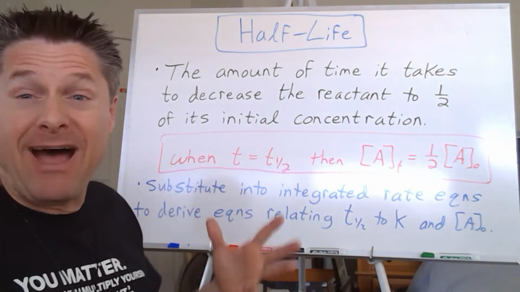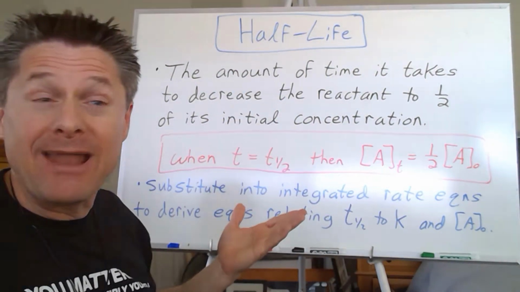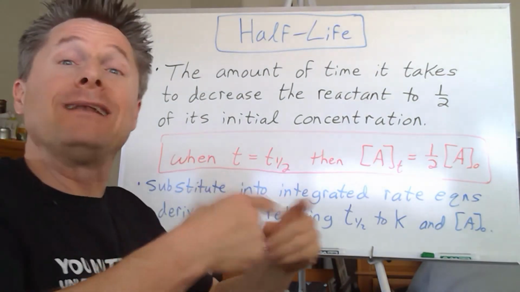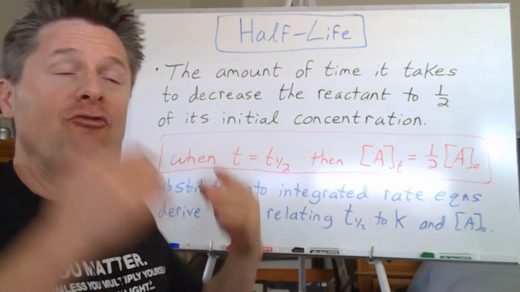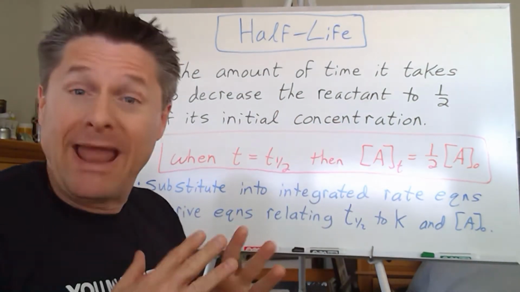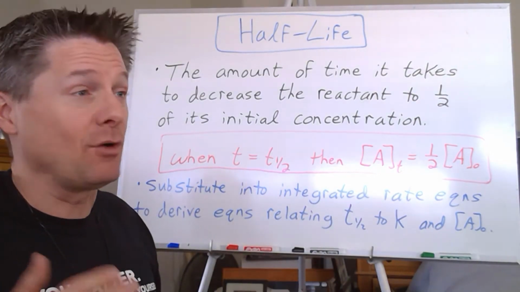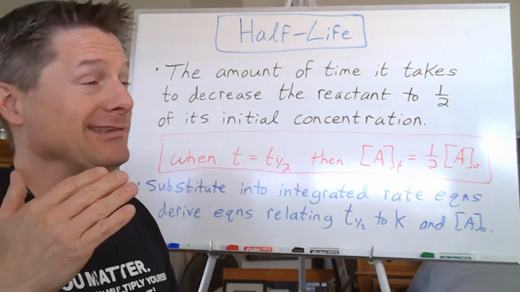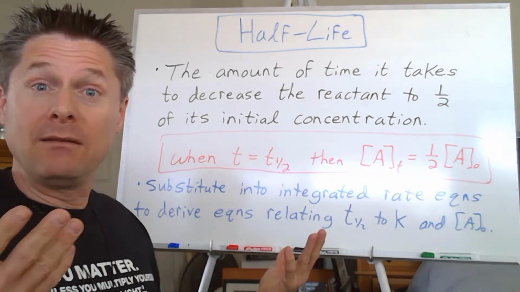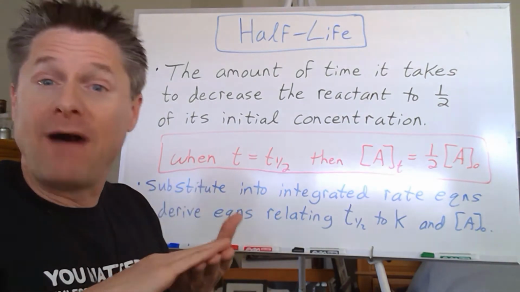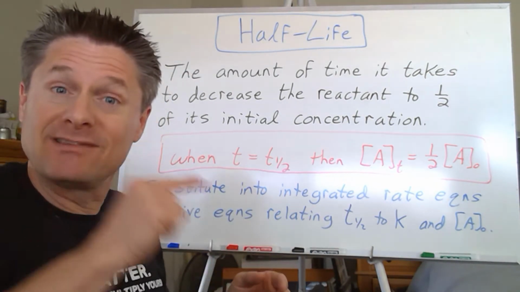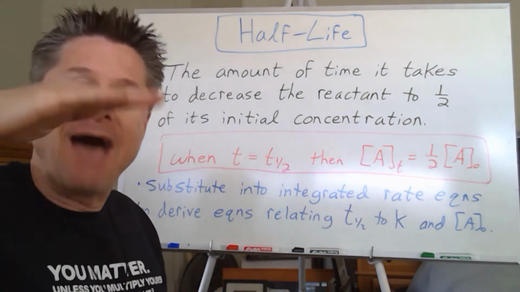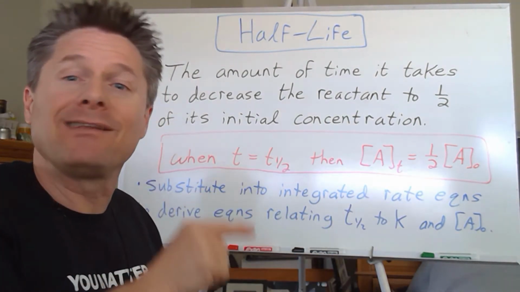Defined, it's in the name. Half-life: how long does it take for the reactant to drop in half, to go to 50% of what it was? If you had 10 grams, how long does it take to go to 5 grams? And then how long would it take to go from 5 grams to 2.5 grams, and so on? You can keep going half, half, half. How long does it take each time?